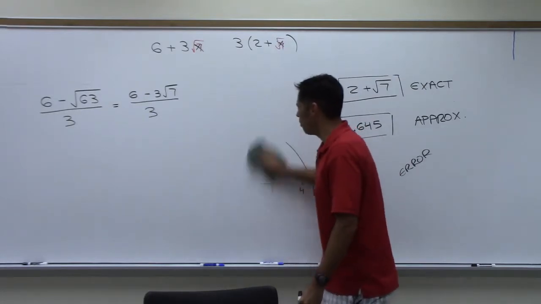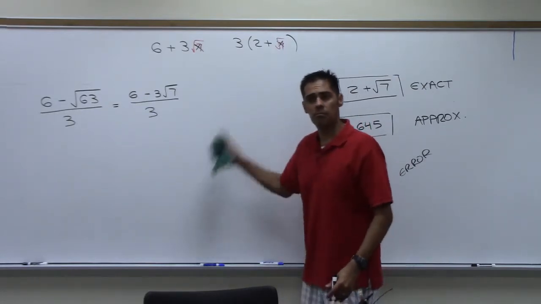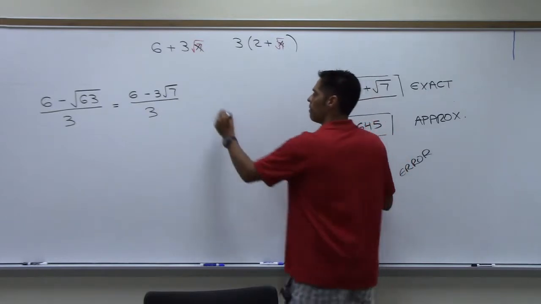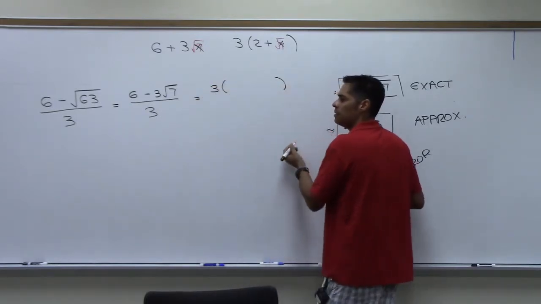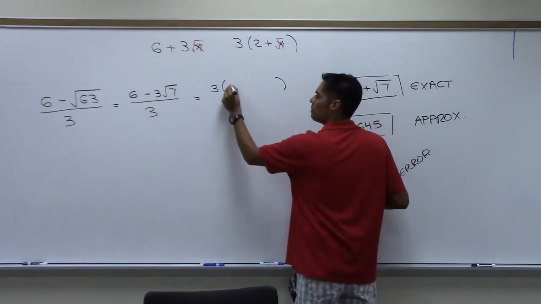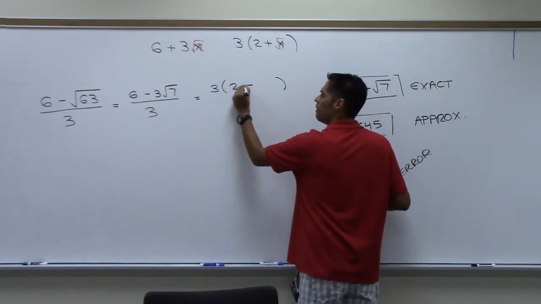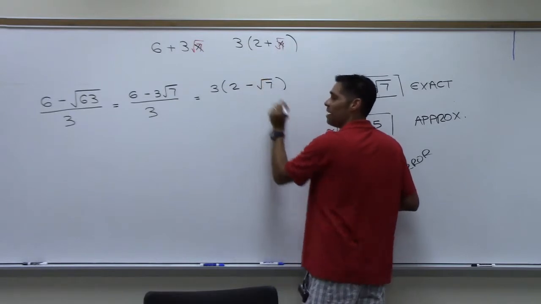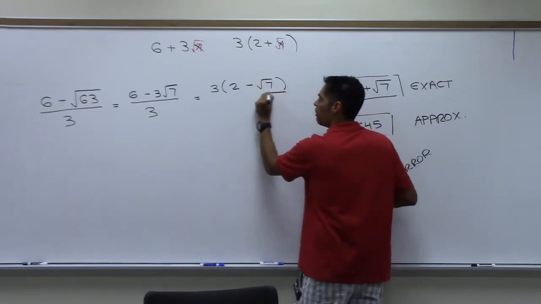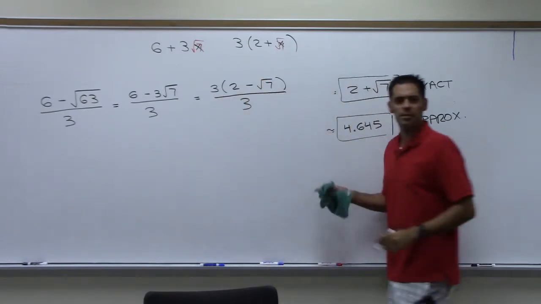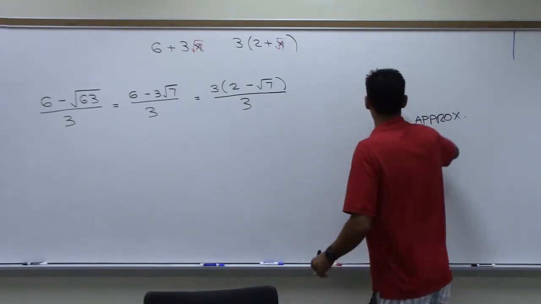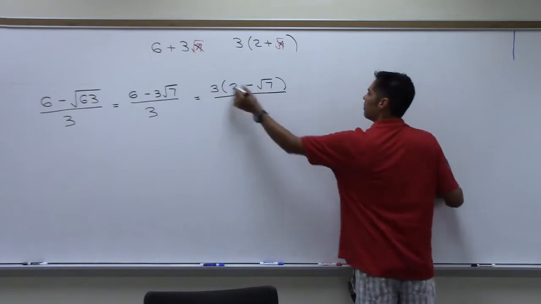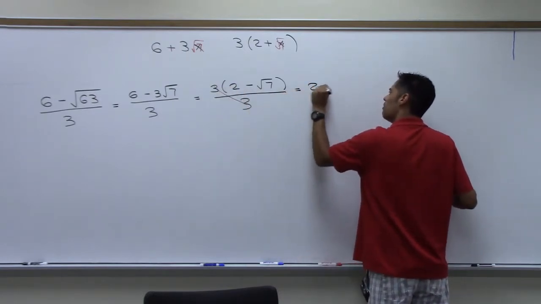Then we could pull the 3 out of the top again. But this time we would have what in this parentheses? 2 minus 1 root 7, right? Over 3. Do y'all see the difference? Just the minus sign, right? That's the only difference. And the 3's cancel, and you get 2 minus root 7.